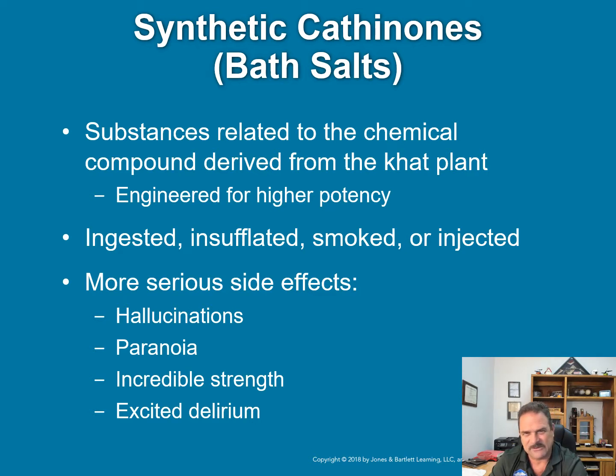They may be sold in convenience stores or gas stations, making them more accessible than any other illicit drugs. They can be ingested, insufflated, smoked, or injected. The speed of onset depends on the route of absorption. The two routes associated with the highest mortality rates are insufflation and needle injection. Use is associated with significant paranoia, hallucinations, incredible strength, excited delirium, and other bizarre behaviors. Also, tachycardia, diaphoresis, nausea, and hyperthermia may be present in these patients as well.